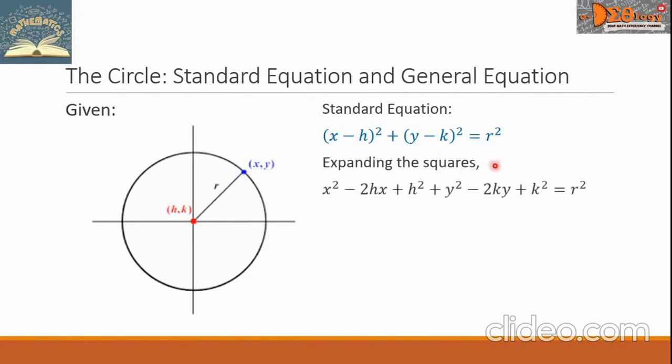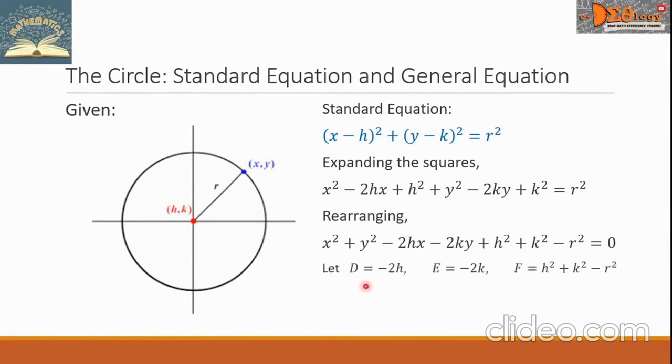We're going to expand the squares, so we have now x squared minus 2hx plus h squared plus y squared minus 2ky plus k squared equals r squared. Rearranging the terms, we have now x squared plus y squared minus 2hx minus 2ky plus h squared plus k squared. This r squared on the right is now transposed on the left, so we have negative r squared, all equal to 0.